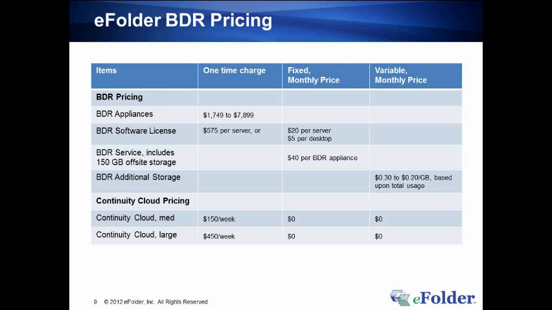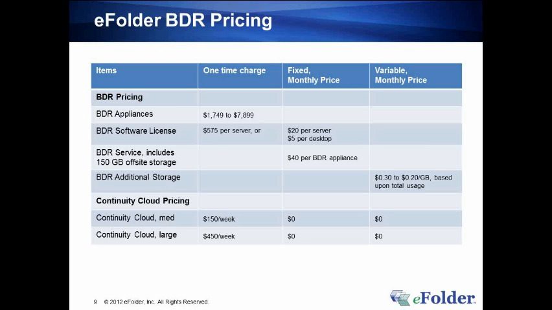The second component is the fixed monthly component of the solution, and that's really paying for the ShadowProtect software. That's $20 per server or $5 per desktop. We do have an option for partners to source a perpetual software license instead if cash flow is not a problem and you'd prefer to pay for the software in that way. So that's your choice on how to pay for the ShadowProtect software.